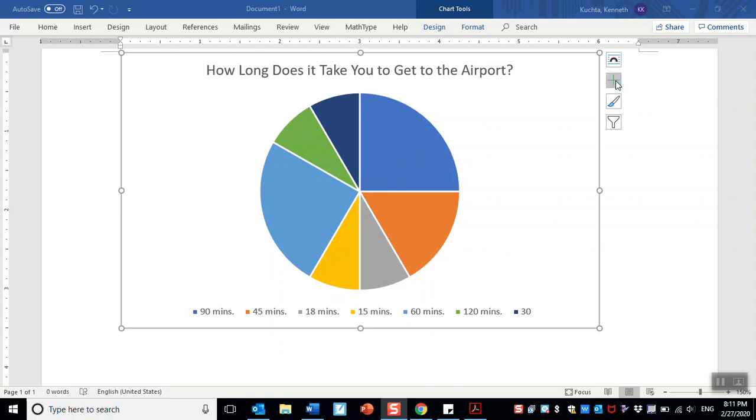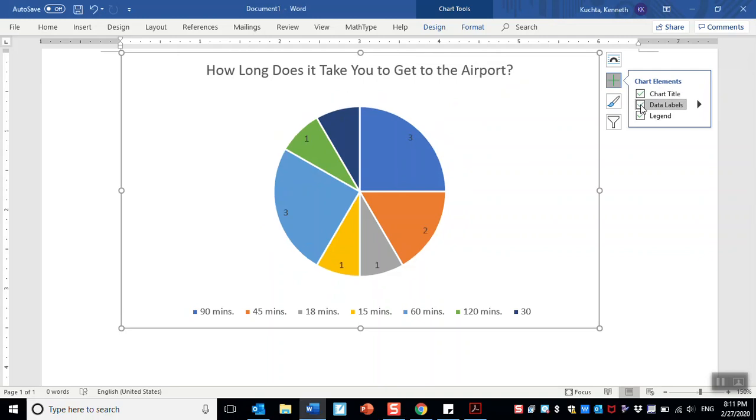You go over here to chart elements, you click the plus, and you make sure that data labels is checked. And then you get a little number that shows that information.